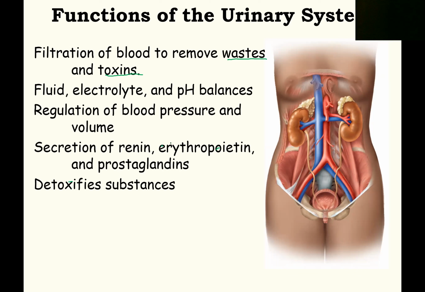So, with blood pressure, it's going to relate back to fluid electrolyte balance, blood volume, fluid balance. That's in order to maintain a certain pressure. Secretion of renin, erythropoietin, and prostaglandins. Renin is needed to make the angiotensin II in order to regulate fluid levels. Erythropoietin is a compound necessary for producing erythrocytes, and prostaglandins are going to do various things, a lot of which are going to relate back to fluid electrolyte and pH balance.